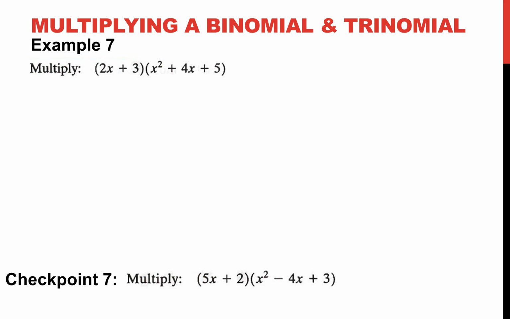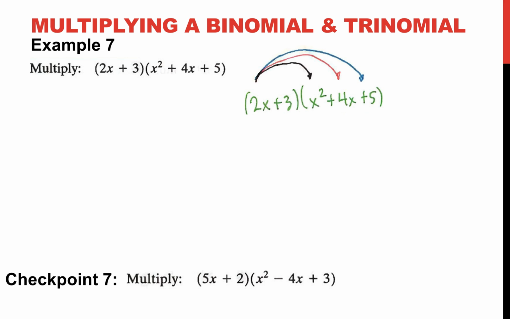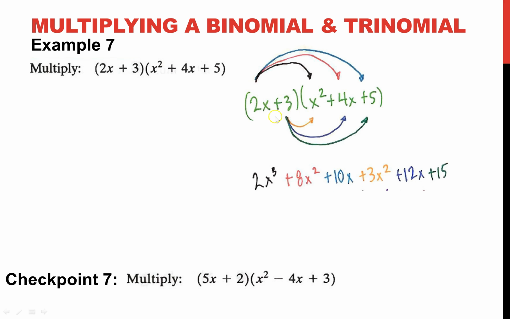Awesome. Let's get to our last example. All right, so I'm going to multiply these together. It looks crazy, but I'm just going to draw arrows. That 2x multiplies x squared, 4x, and 5. That 3 multiplies x squared, 4x, and 5. I've color-coded all of them, so I have 2x times x squared is 2x cubed. 2x times 4x is 8x squared. 2x times 5 is 10x.